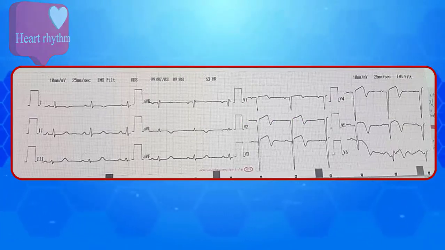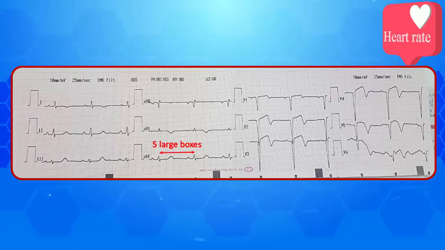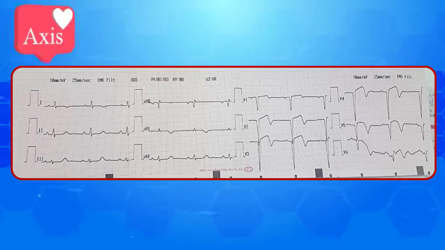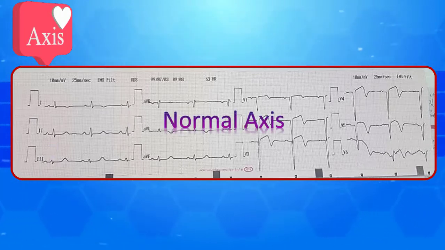Third part is calculating heart rate. As we already explained, thanks to the regular rhythm, RR interval is stable. The RR interval is nearly 5 large boxes. Therefore, the heart rate is 60 beats per minute. Fourth step is axis analysis. Here, the QRS complexes are positive in D1 and D2. So, the axis is normal.